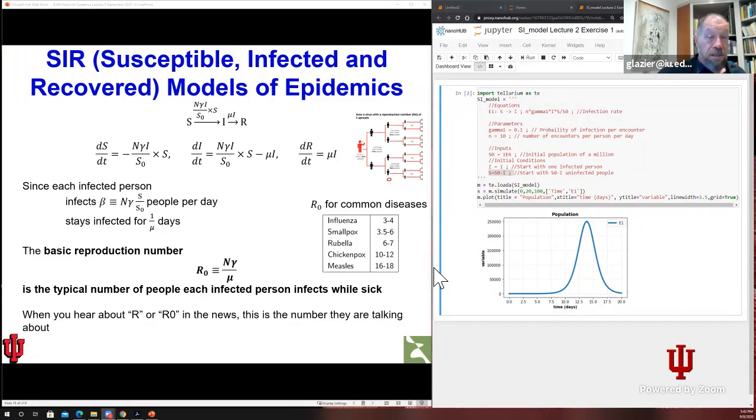On the one hand, it's experimentally measurable in a real system. If you know how many people are infected and how many new people get infected, you know what it is up to a point. But different strains of a disease may have different R naughts. There may be more infectious and less infectious varieties of a given disease.